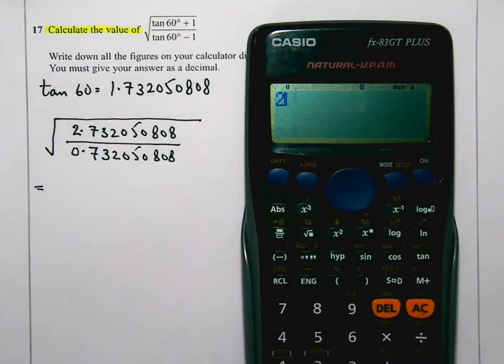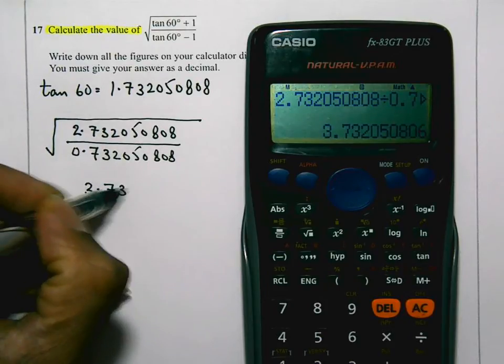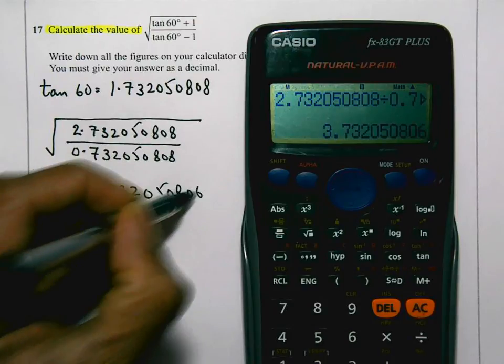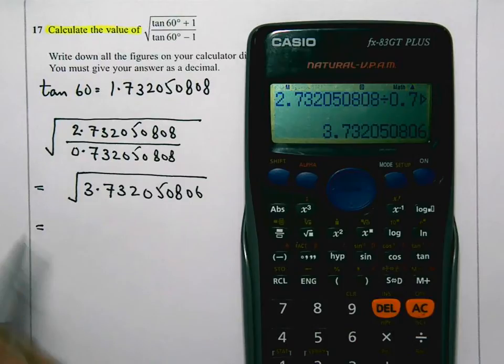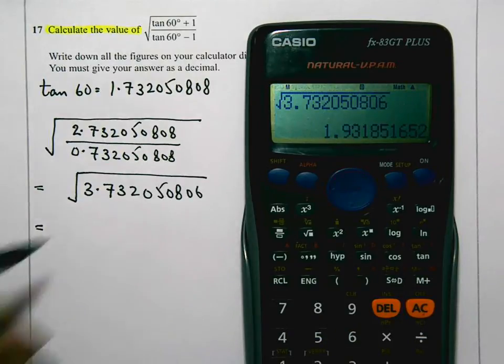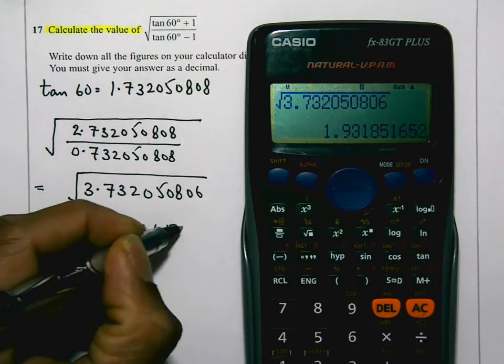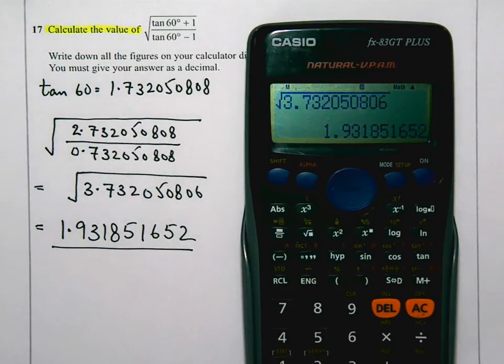And I'm going to work out this bit under the square root sign on my calculator. I'm going to type in all of those numbers, 2.7320508808 divided by 0.7320508808 equals, and the result I got for that is 3.7320508806. I want to find the square root of all of that, so I press the square root button and type it all in, 3.7320508806 equals, and here's my result, 1.93185165. So that is my final result, and it's all the numbers on my calculator screen.